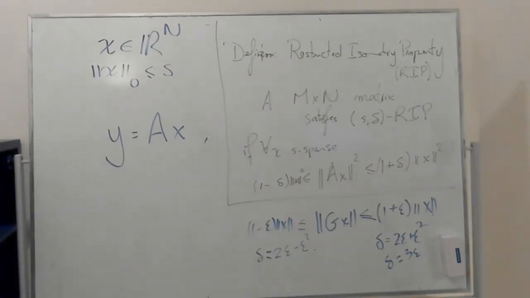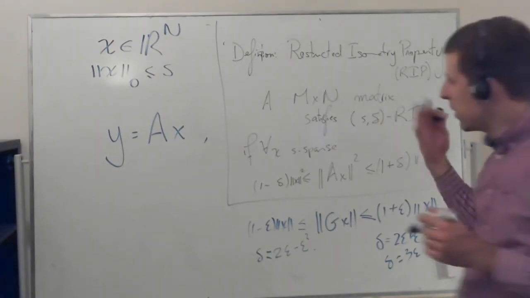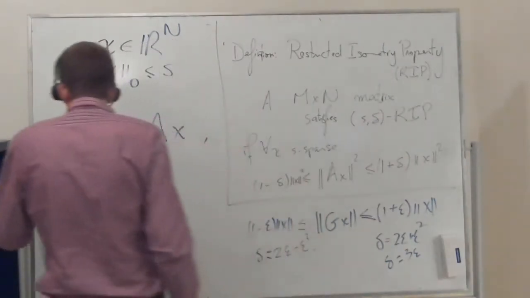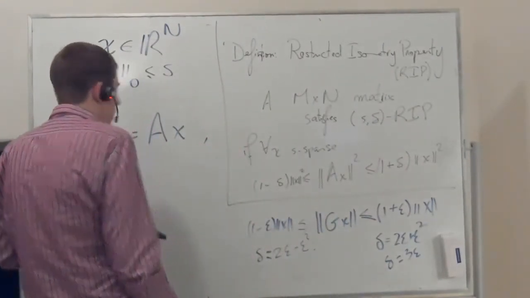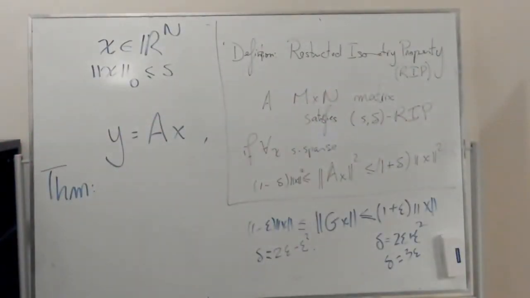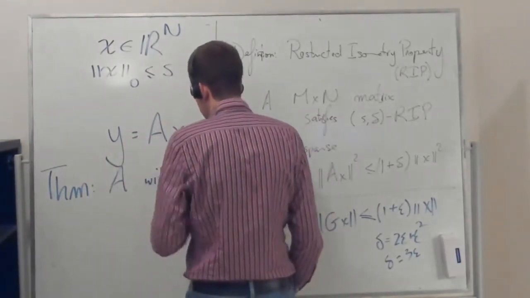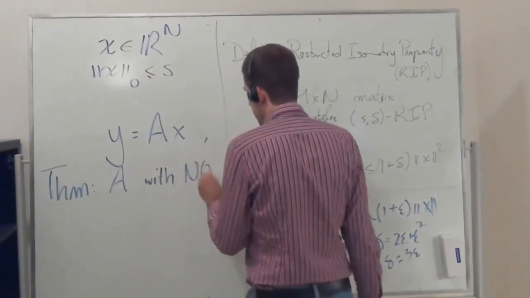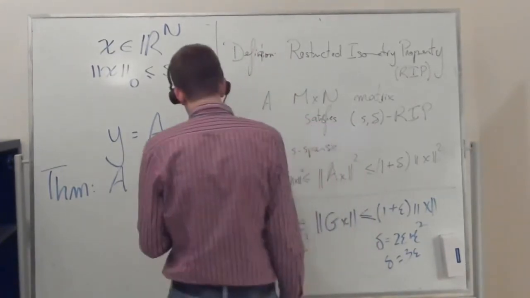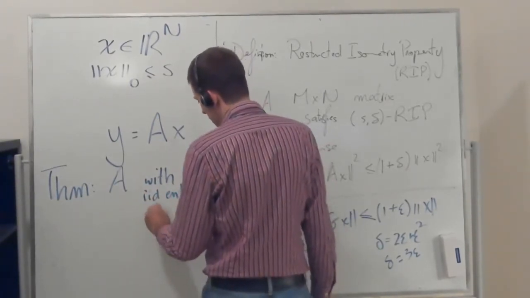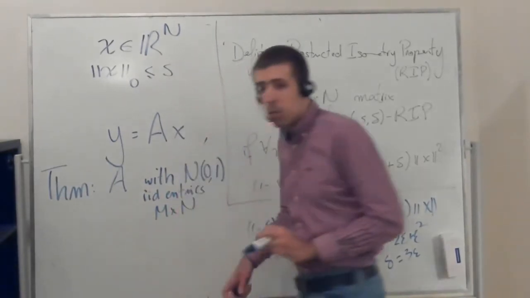Okay? And so what we immediately get from Gordon is one of the central theorems in compressed sensing. I'm still yet to prove that the RIP property implies anything, but once we get there, this will be a very central theorem. This follows immediately from Gordon, right? If I take a matrix A with Gaussian entries, N(0,1) IID entries, an M by N matrix.